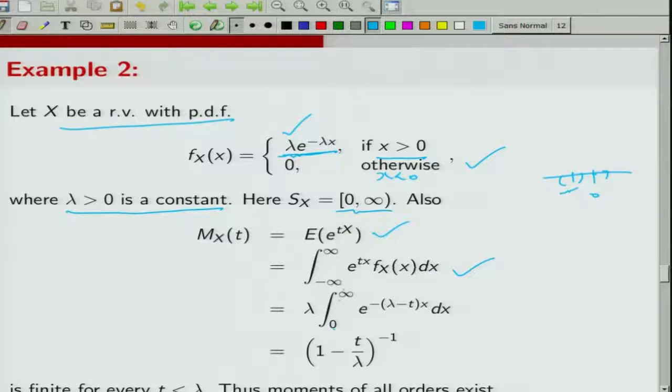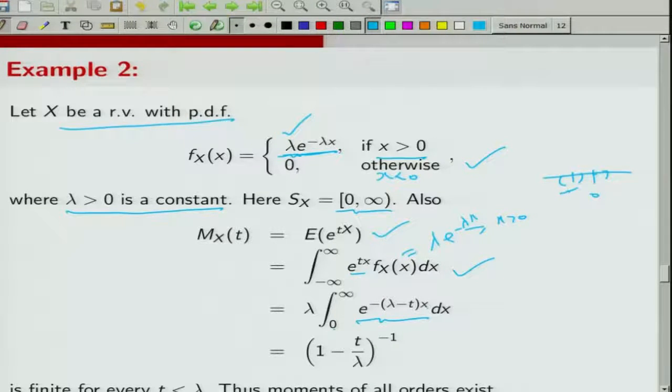So that becomes x equal to 0 to infinity, and this becomes lambda e to the power minus lambda x for x greater than 0. So lambda comes outside, e to the power minus lambda x plus lambda t, and that is how this combines with this, and you get e to the power minus (lambda minus t) x dx.